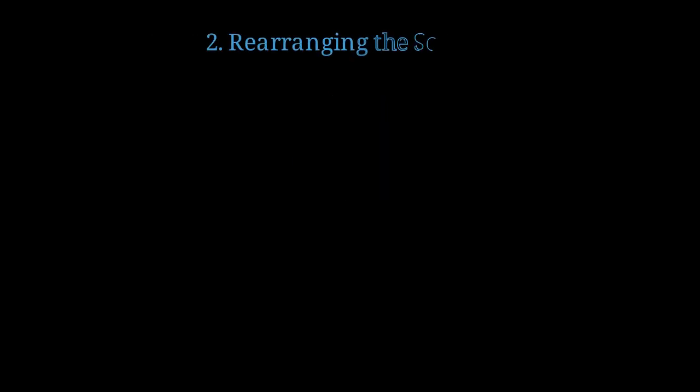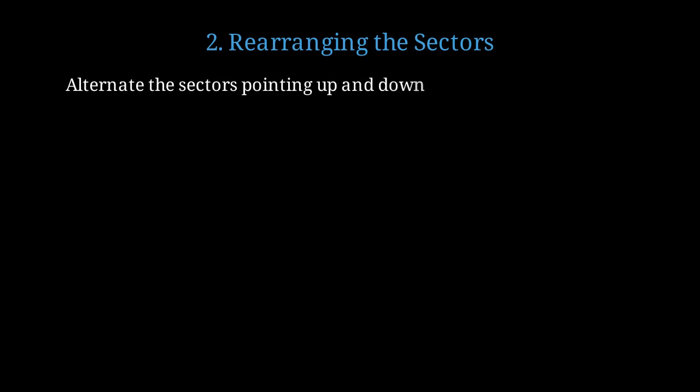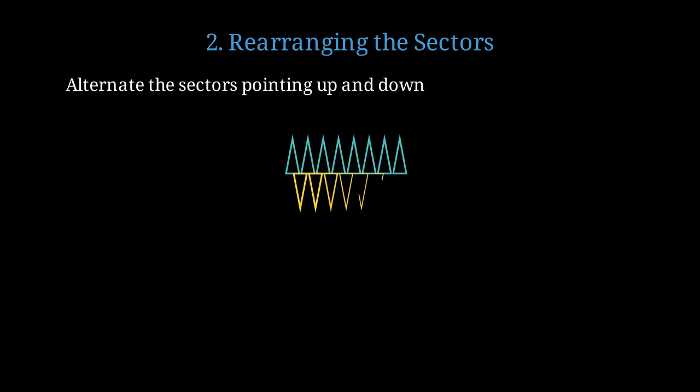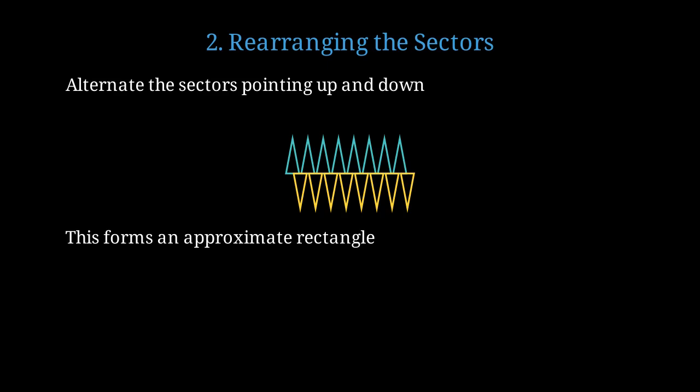Now comes the clever part, rearranging these sectors. We arrange the sectors alternately, some pointing up and some pointing down, like this. When we arrange them this way, they form an approximate rectangle.